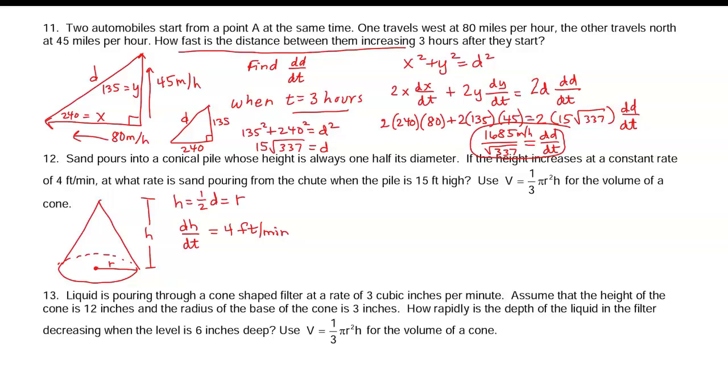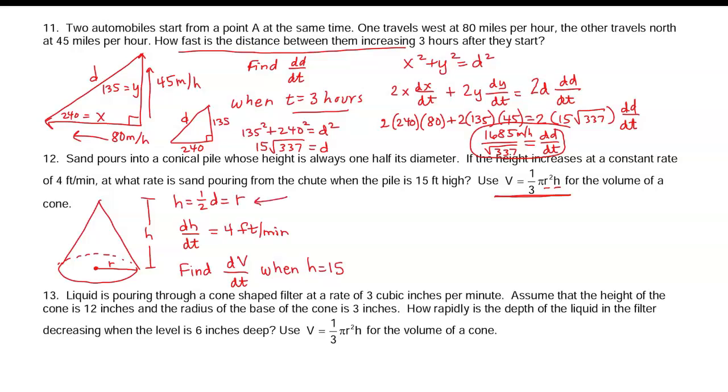So they want me to find volume. The sand represents the volume of the cone. It's going to fill up the shape of the cone. We want to find dV/dt when h is 15, when the pile is 15 feet high. They gave us the formula for volume of a cone. There's 2 variables in there, so this is like a product rule. But wait a minute. We were told that h is the same as r.